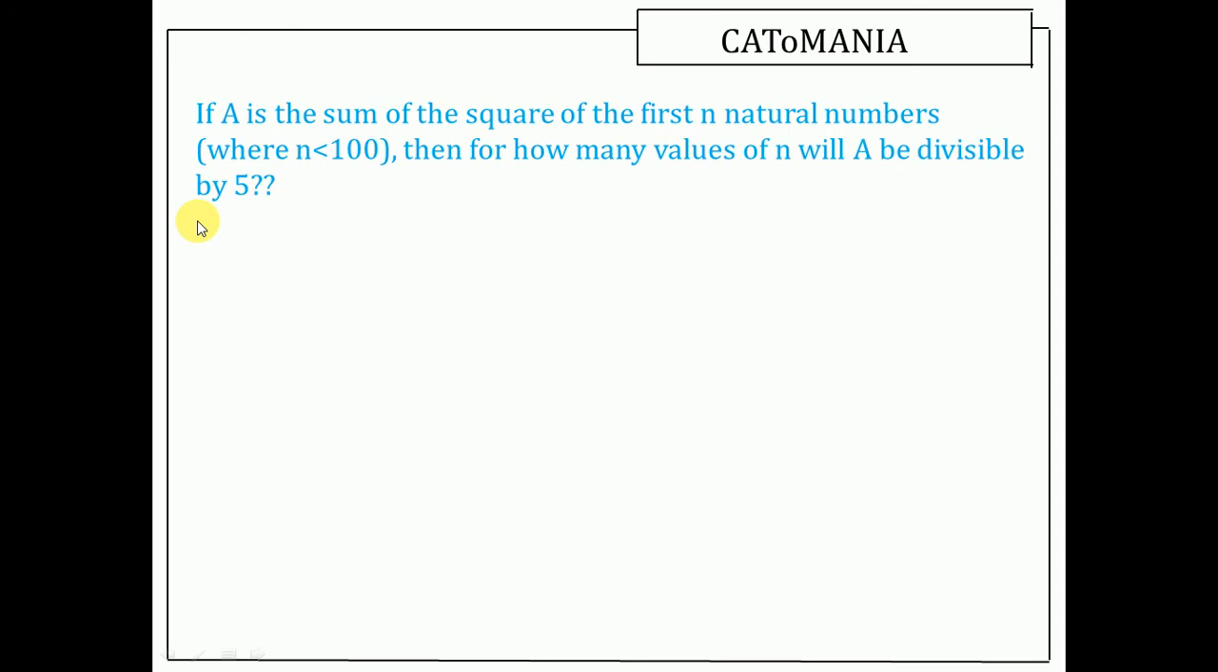Okay, just read the question. If a is the sum of the square of first n natural numbers, where n is less than 100, then for how many values of n will a be divisible by 5?